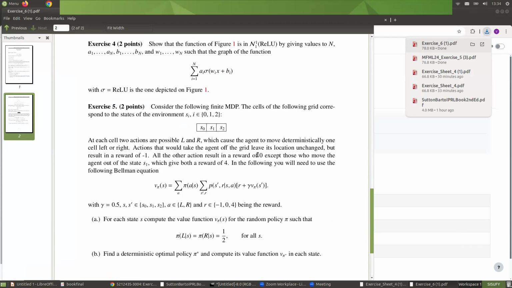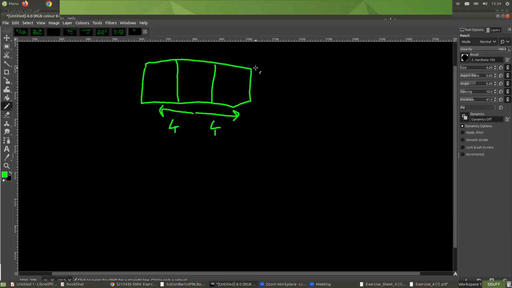Okay, reward 0, or if you bump into the wall, then it's -1. So if I'm trying to bump into the wall, I have left and right actions. If I bump into the wall, it's -1. If I transition anywhere, it's 0, except if I go out from the middle state, it's going to be 4. Okay, very good. Now, it's symmetric.